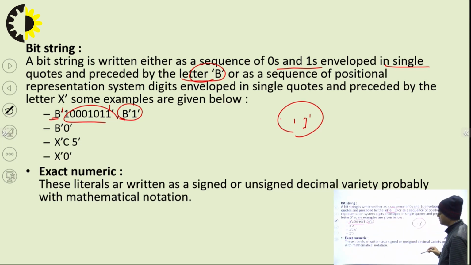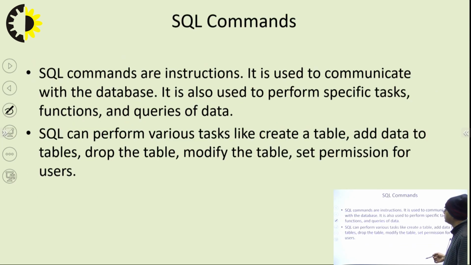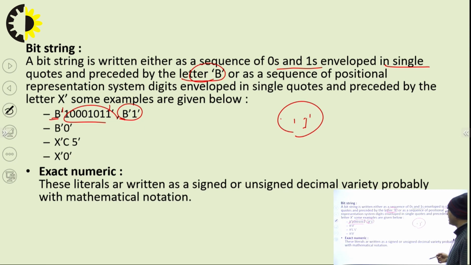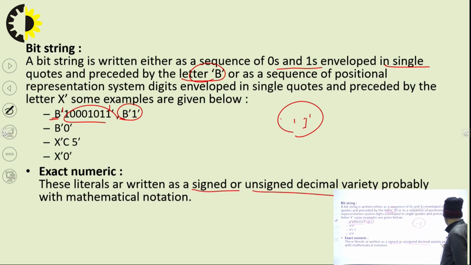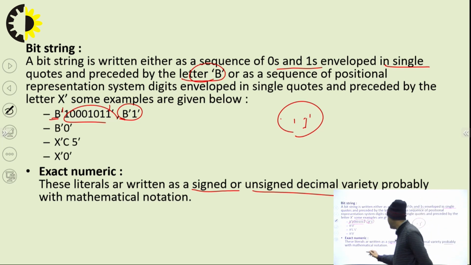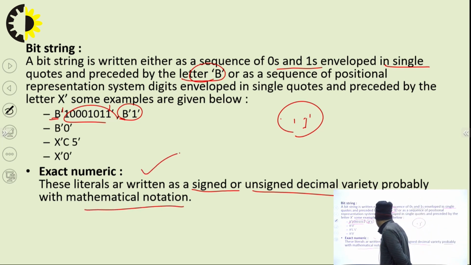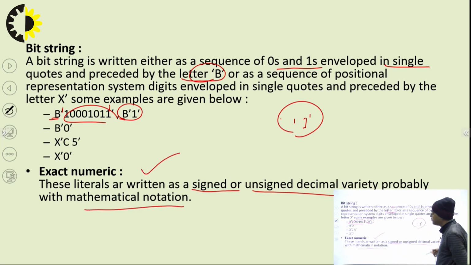And then the third one is the exact numeric. For example, we want to write an exact numeric. These literals are written as signed or unsigned decimal numbers, possibly with mathematical notation, and that becomes the exact numeric. We will discuss examples of exact numeric in subsequent slides.